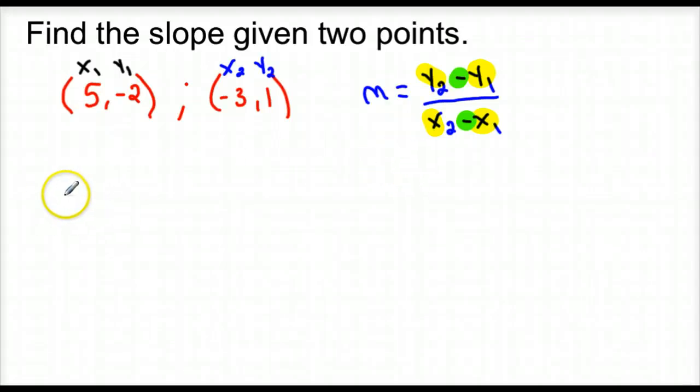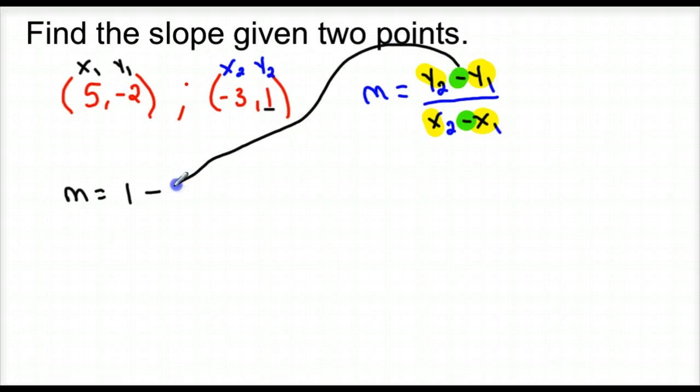And let's see how that works. So we have m equals y sub 2, in this case 1, minus, which is this minus sign here, and then y sub 1, which is negative 2. So I'm going to put the minus sign that belongs to the formula and the negative that belongs to the number, over x sub 2, which is negative 3, minus, and then x sub 1, which is 5.